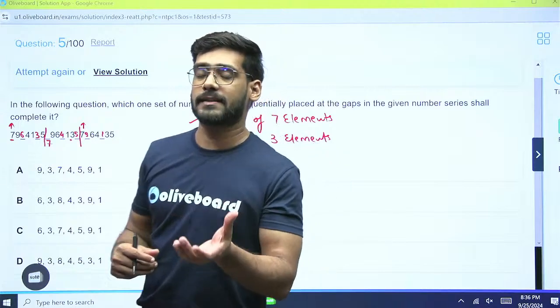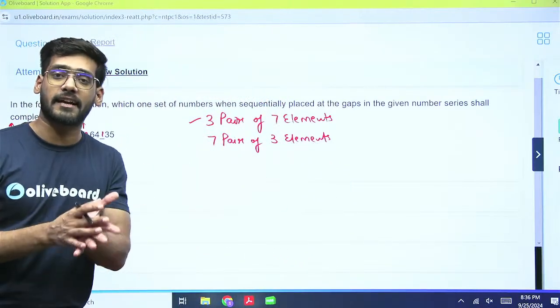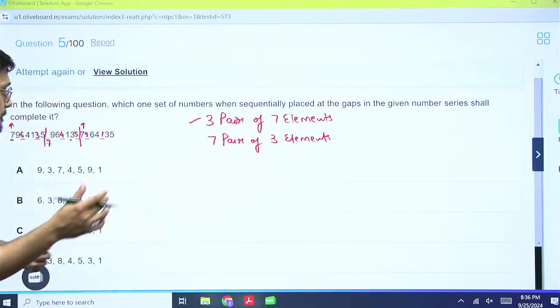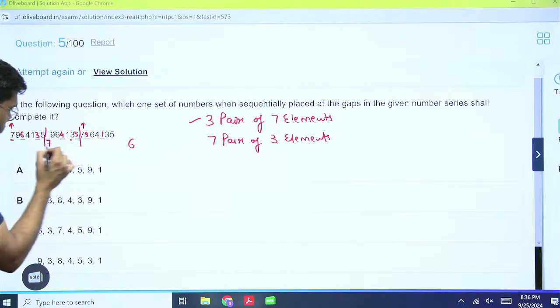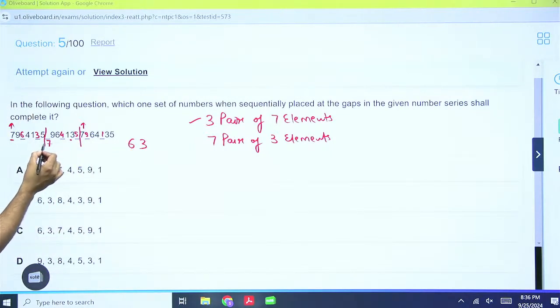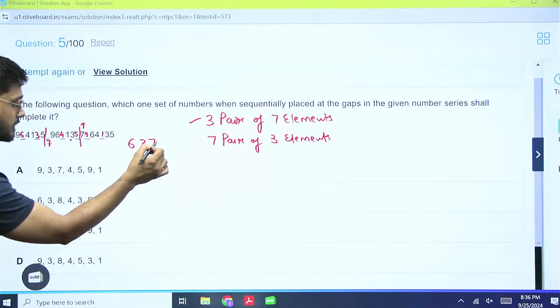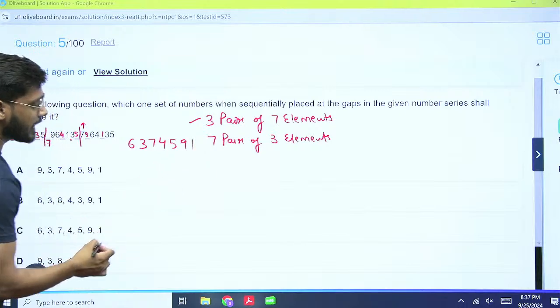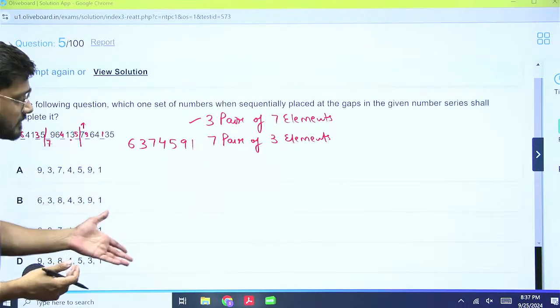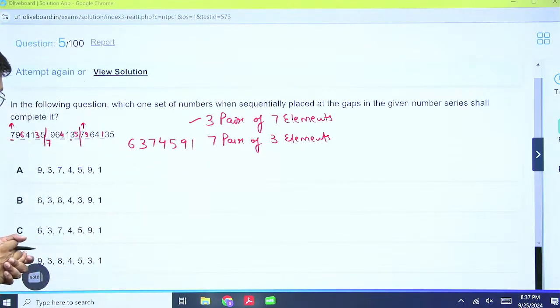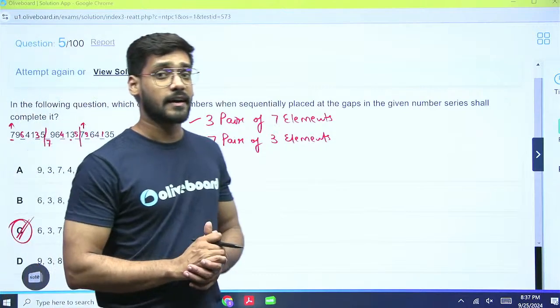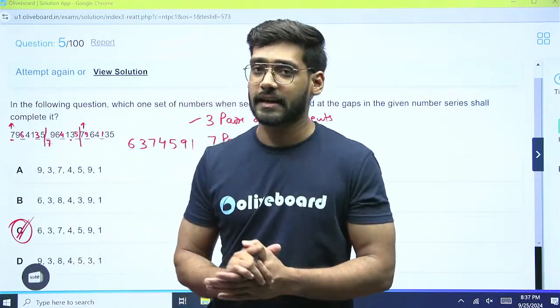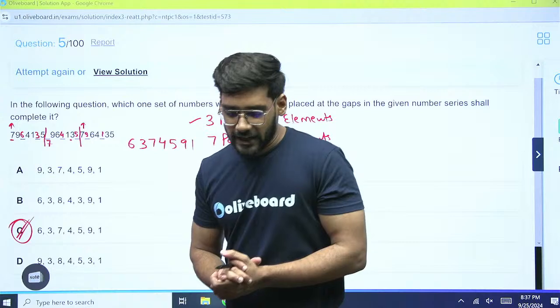What are the digits that we used to fill out those blanks? They are 6, 3, 7, 4, 5, 9, and 1. So 6374591 matches with option C, and hence our answer is option C. I hope you have all marked this question correctly as option C. So let's move on to the next question.